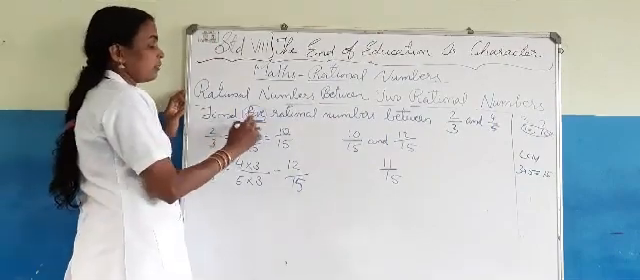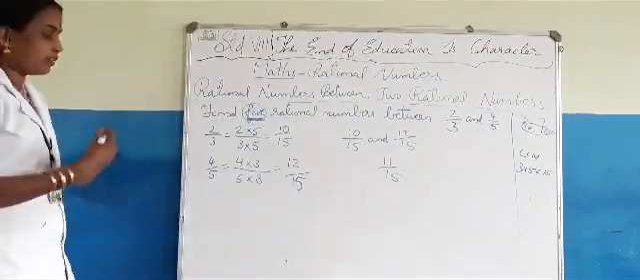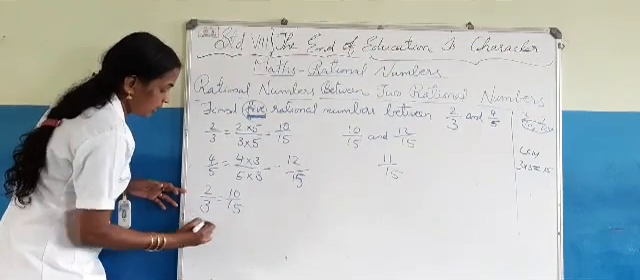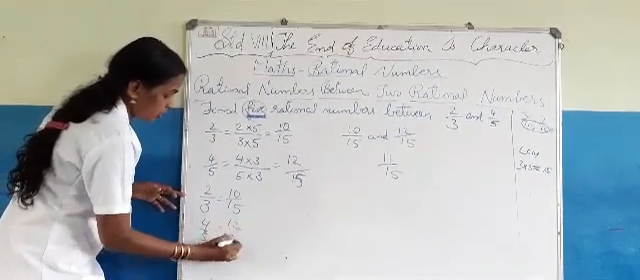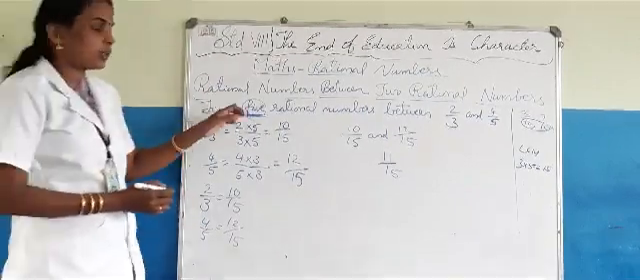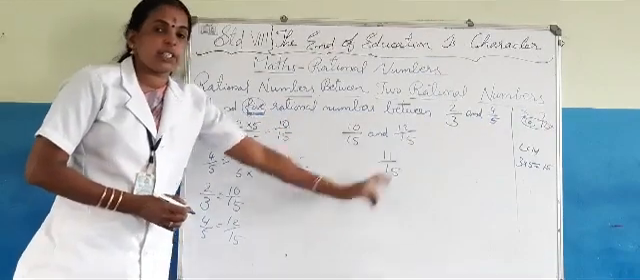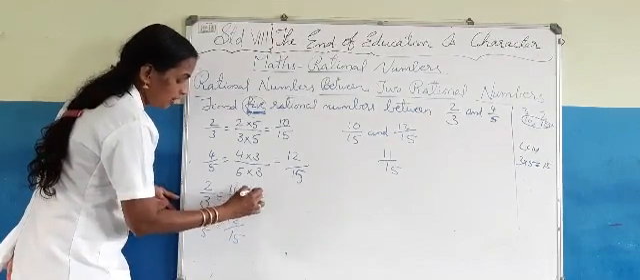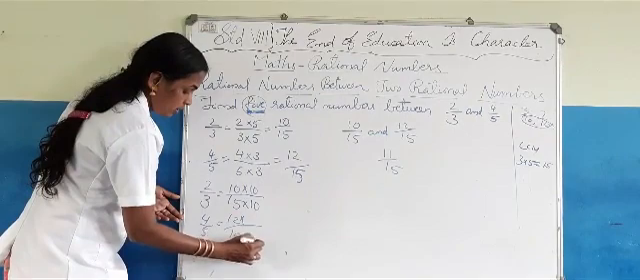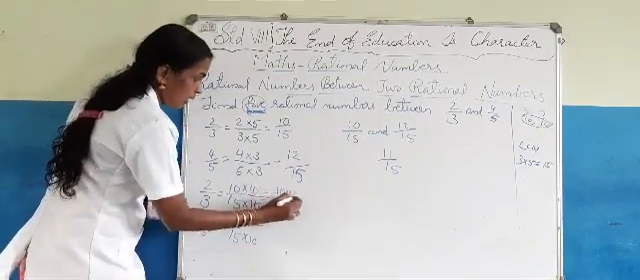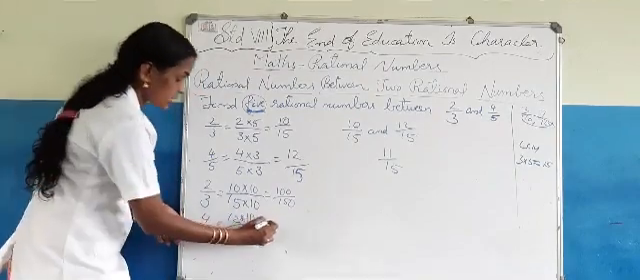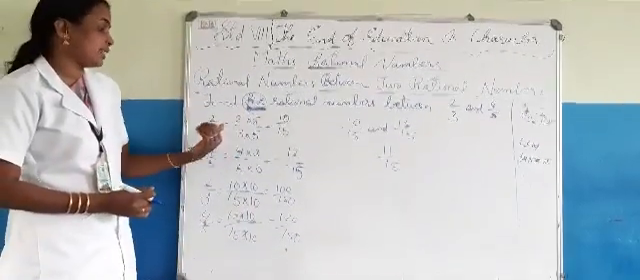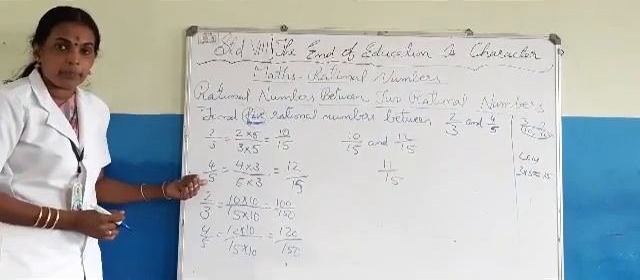But here we have to find 5 rational numbers. For that, what we have to do? 2 by 3 we got as 10 by 15 and 4 by 5 we got as 12 by 15. So we have to get 5 rational numbers. We got only now 1 rational number. So again we can make a denominator same by multiplying with 10. So what we will get? 100 by 150. Here we will get 120 by 150.